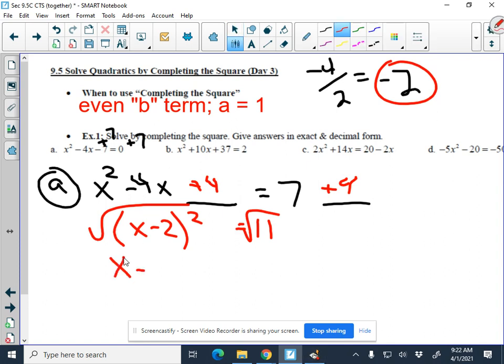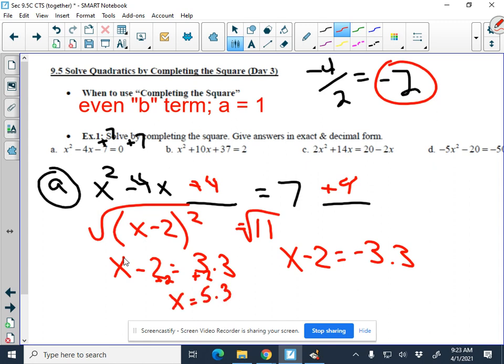So x minus 2 equals 3.3. But it also could be negative 3.3, because a negative times a negative would be a positive 11. So we write 2 equations, and now we solve them. We say, well, I'm going to add 2, and x could be 5.3. I'm going to add 2 here, and x could be negative 1.3.